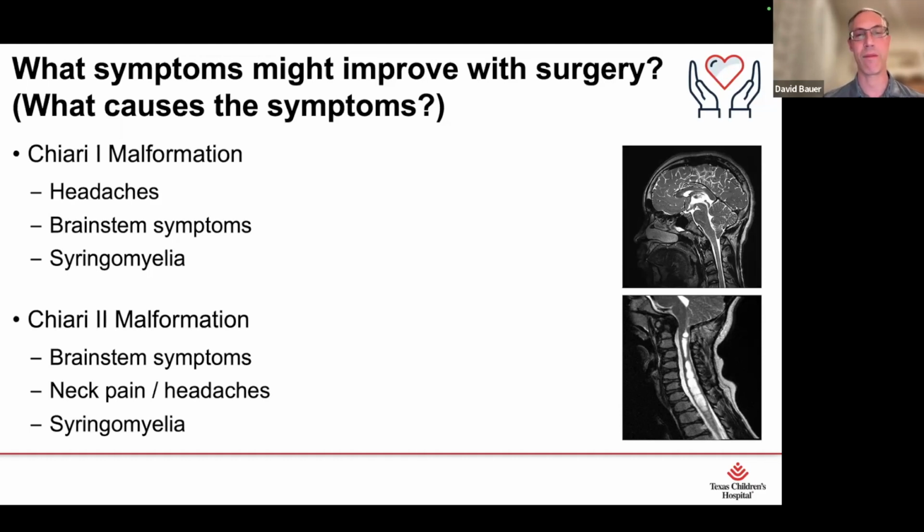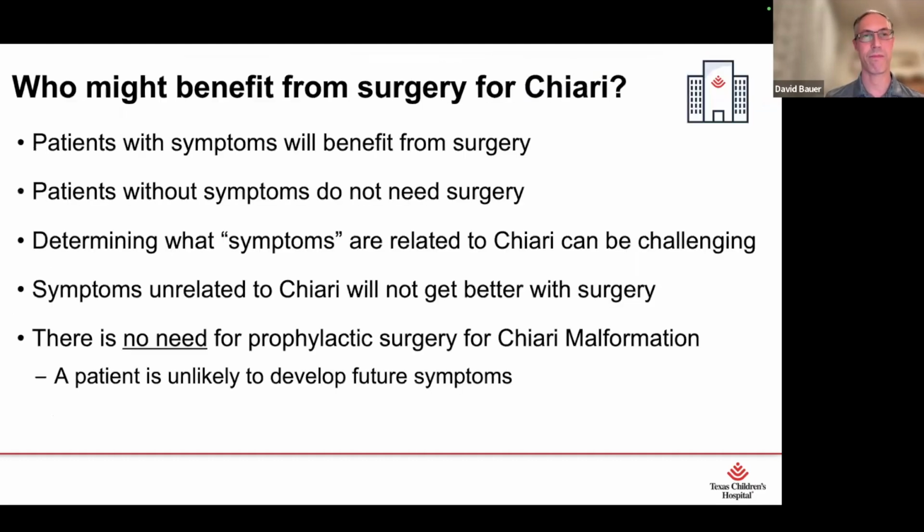So not everyone has the same symptoms, but you could have swallowing problems. You could have sleep apnea where you don't breathe at night when your oxygen level goes down, called central sleep apnea. You can have abnormal eye movements. So there are some various symptoms. Maybe your tongue deviates to the side. And then another symptom of Chiari 1 malformation is the syrinx. Whereas for Chiari 2, symptoms are usually a little different. They're often more brainstem type symptoms, sometimes neck pain or headache, and sometimes the syrinx.